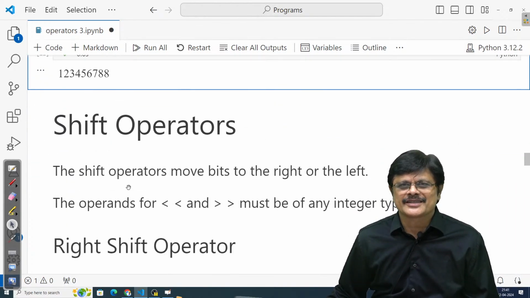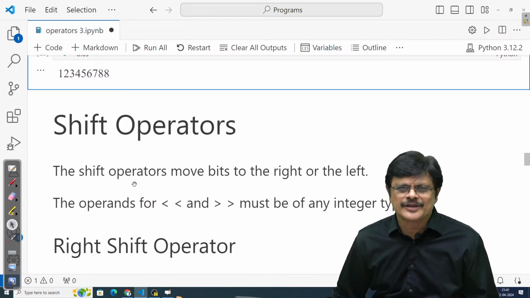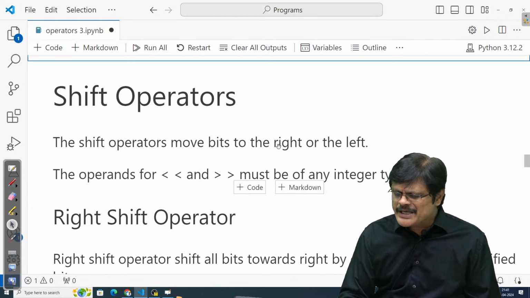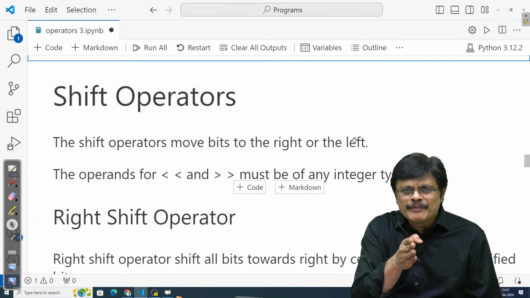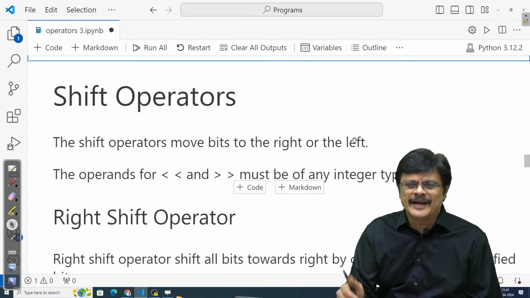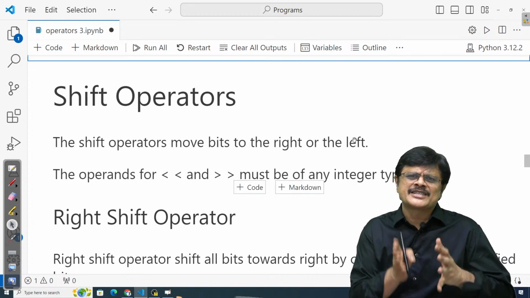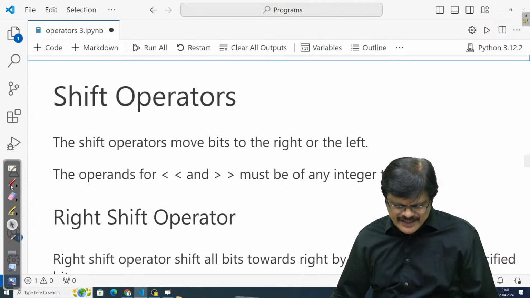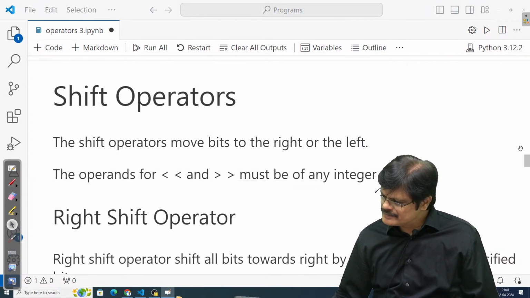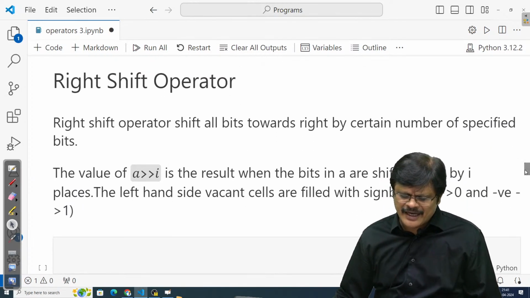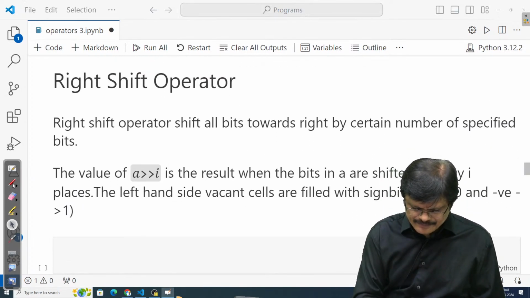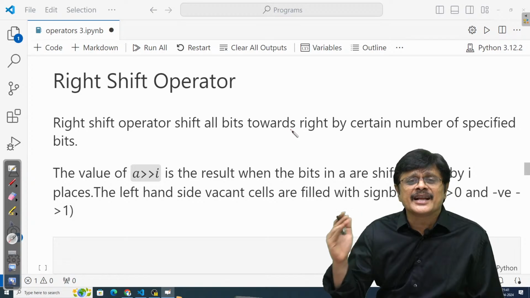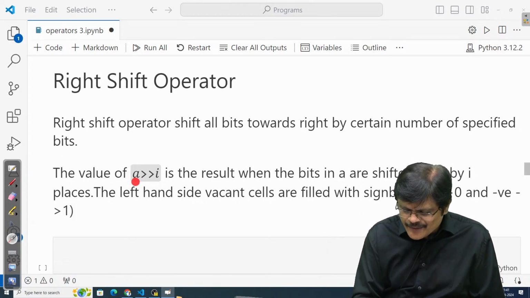Then come shift operators. Even shift operators are binary operators only. The shift operators move bits to the right or left. The bits are moved either right or left, my dear friend, depending on whether it is a left shift or a right shift. If it is a left shift, bits are moved to the left. If it is a right shift, bits are moved to the right. So let us see what this right shift operator is. The right shift operator shifts all bits towards the right by a certain number of specified bits. So here this is how we represent it, sir.